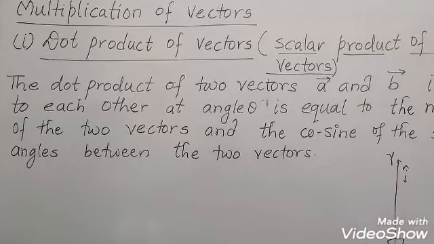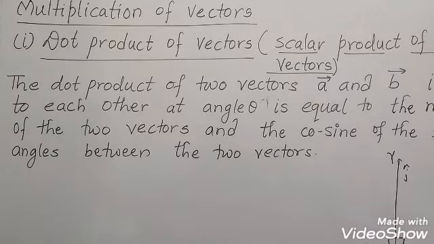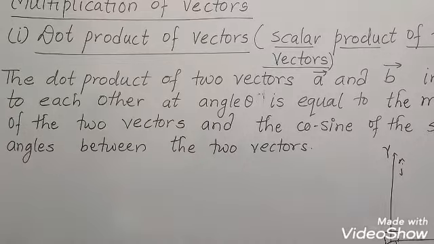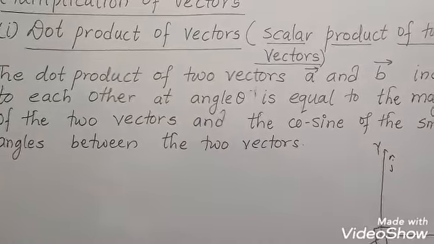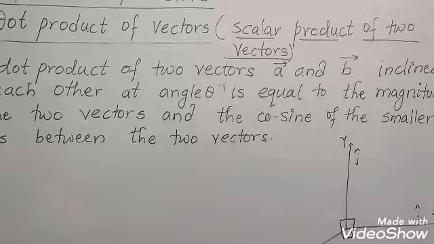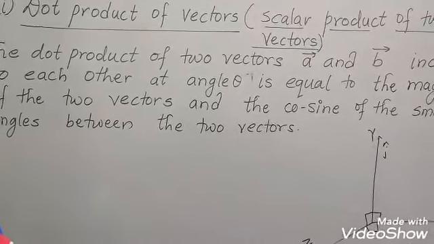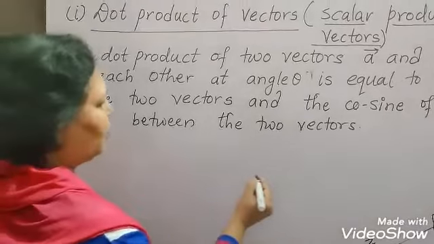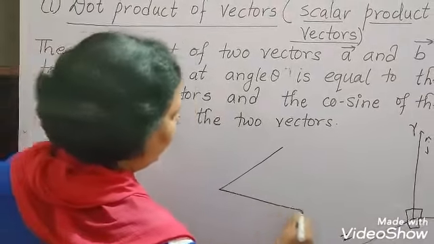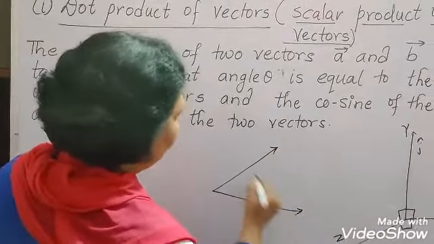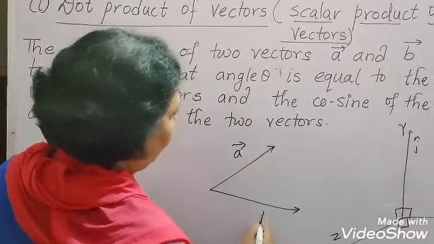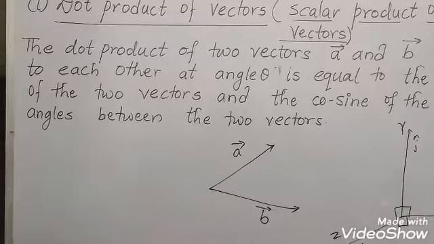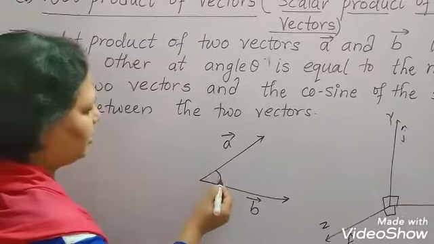We'll see now multiplication of vectors. First, the dot product of vectors, also called the scalar product of two vectors. The dot product of two vectors A and B. This is vector A and this is vector B, inclined to each other at angle theta.